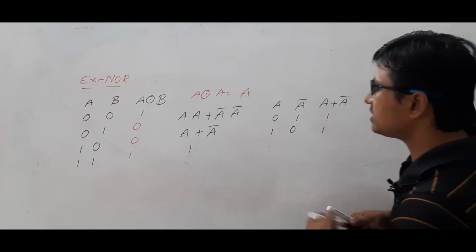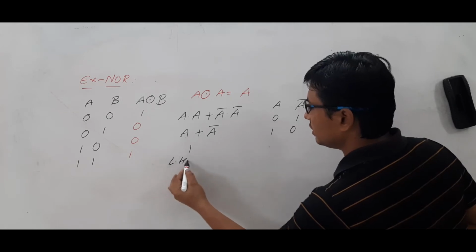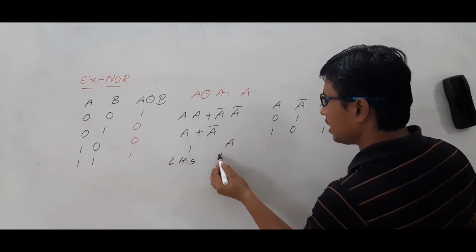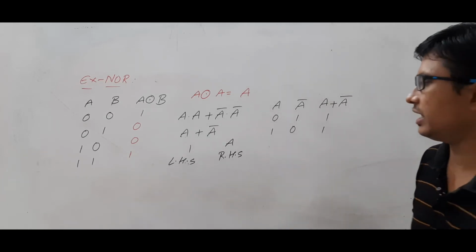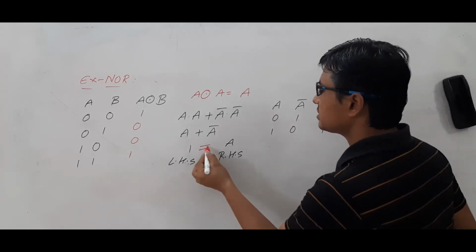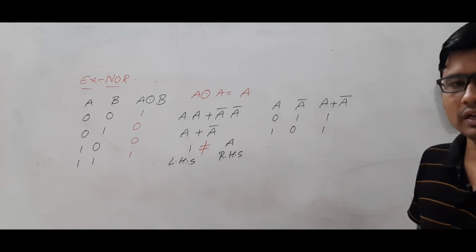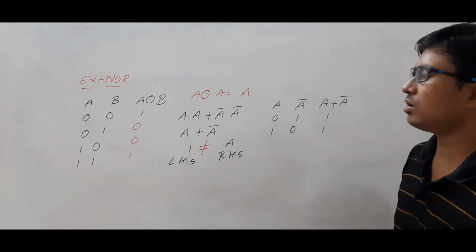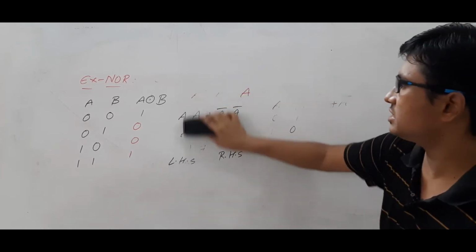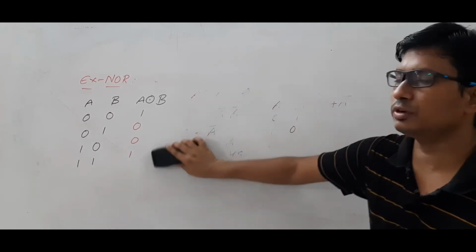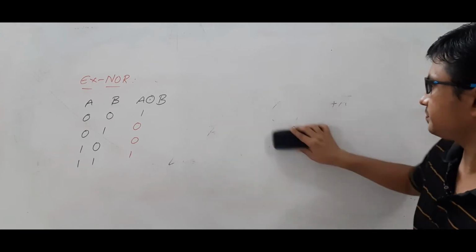So on the left hand side I got 1. On the right hand side I have A. Now can you tell me whether the left hand side is equal to the right hand side? I can say that the left hand side is not equal to the right hand side. So it is not satisfying the idempotency property. Now we will see whether it will satisfy the commutative property or not.